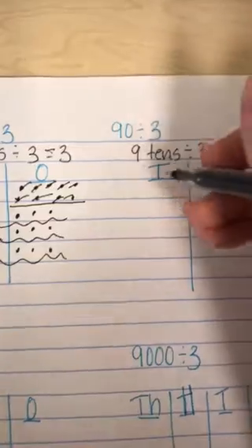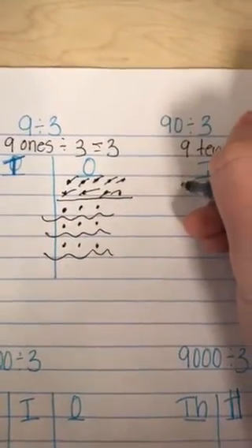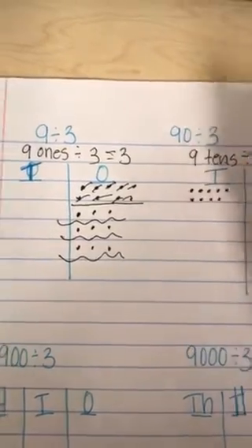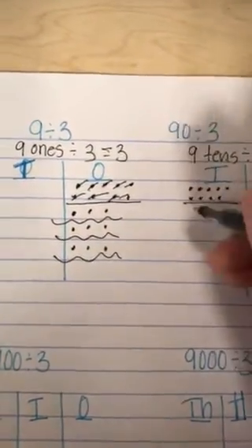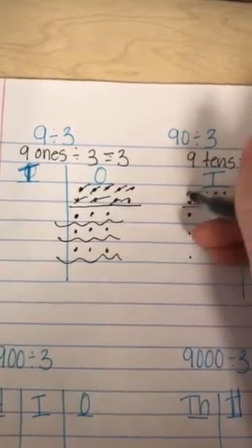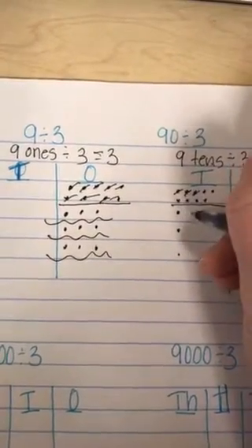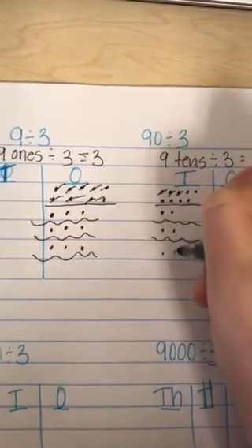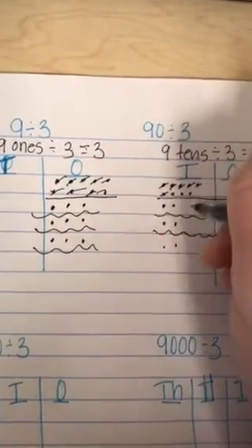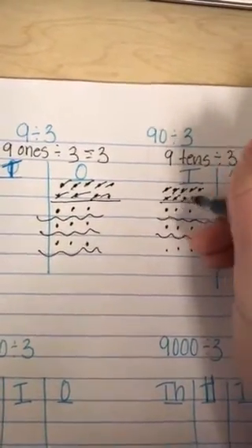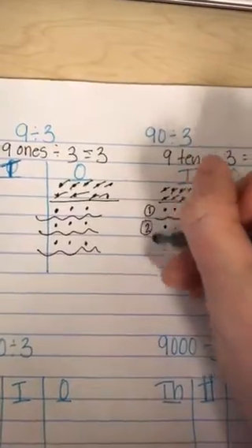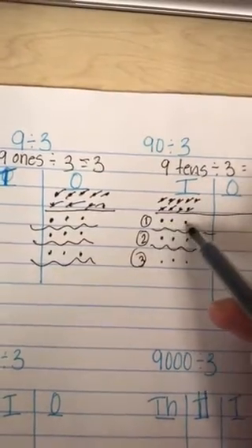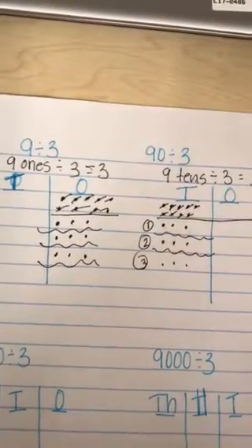If you need to use your place value chart, this is how you would do it on your place value chart. Draw your 9 tens, and then divide it into your 3 groups. And then when you look at your groups, you know that one group has 3 tens, which is 10, 20, 30. 3 tens is equal to 30.